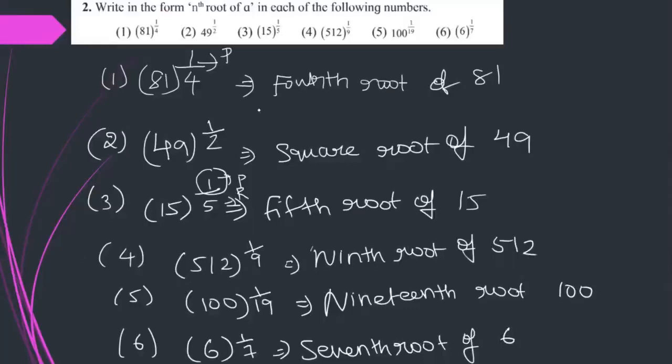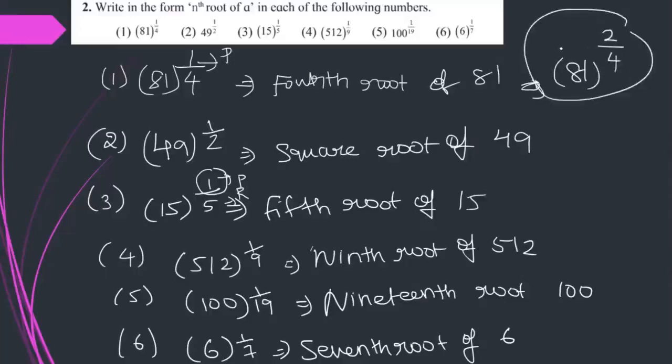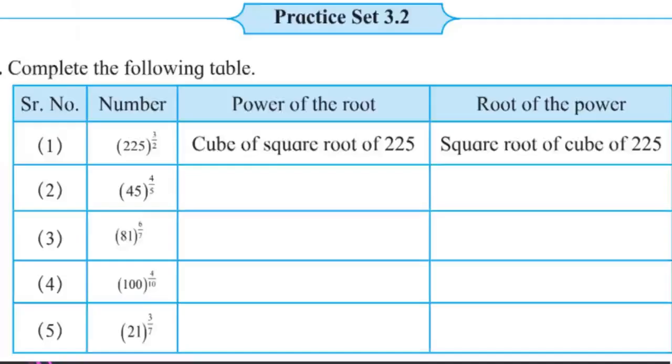If suppose the power is 2. Okay, suppose here the first sum. Its power is like 81, 81 2 upon 4 is there. How to name this one? We will see in the practice set. Next practice set. Next sum. Let's move on.